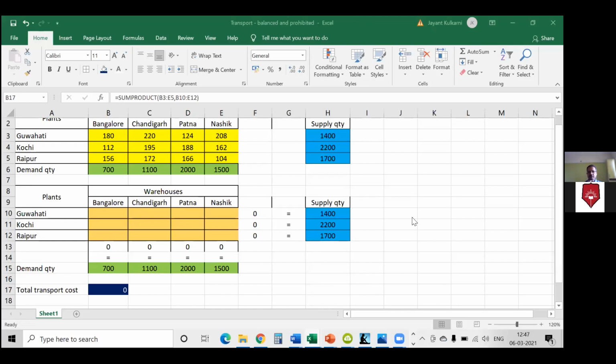Ananya, for SUMPRODUCT, what you basically do is, I'm putting the cursor again on this cell. As you can see, you open it with an equal to sign, and then write SUMPRODUCT. So it is equal to SUMPRODUCT, open the bracket, give the first matrix as input, put a comma, give the second matrix as input, and then close the bracket. Okay, is that okay?